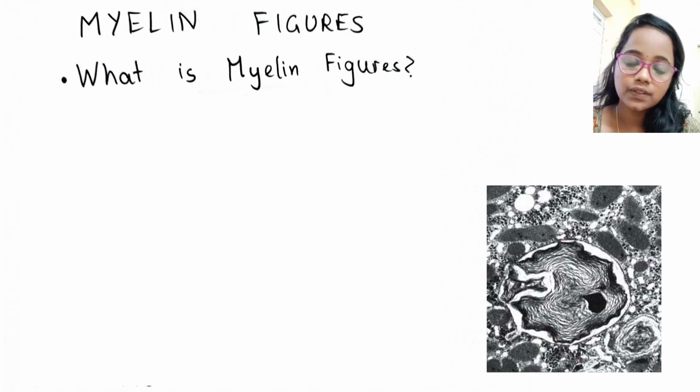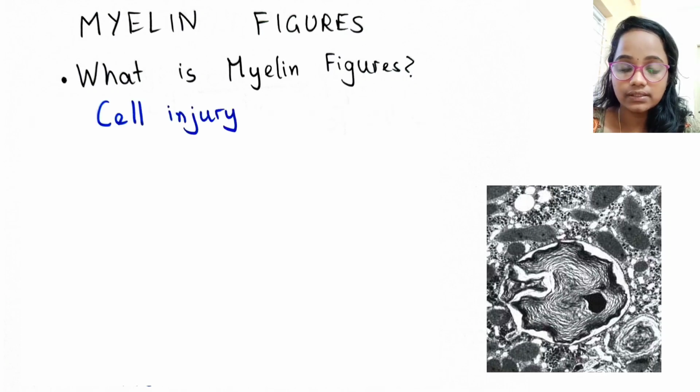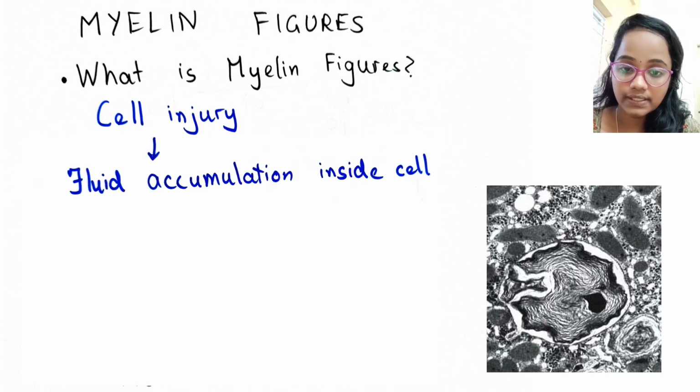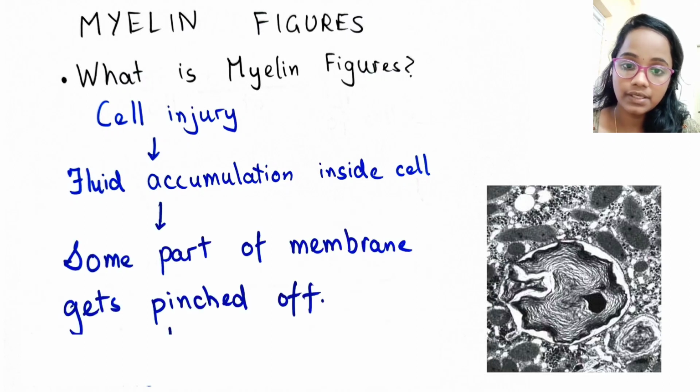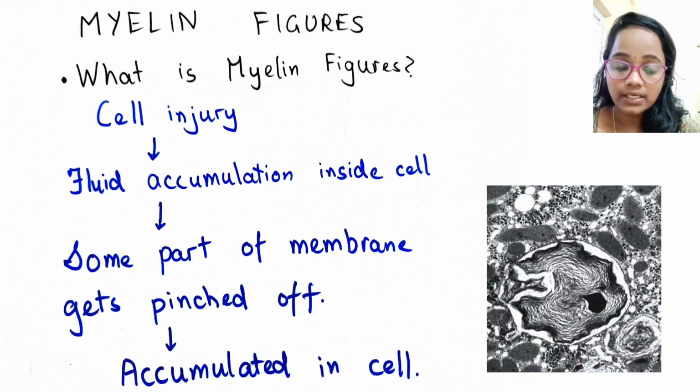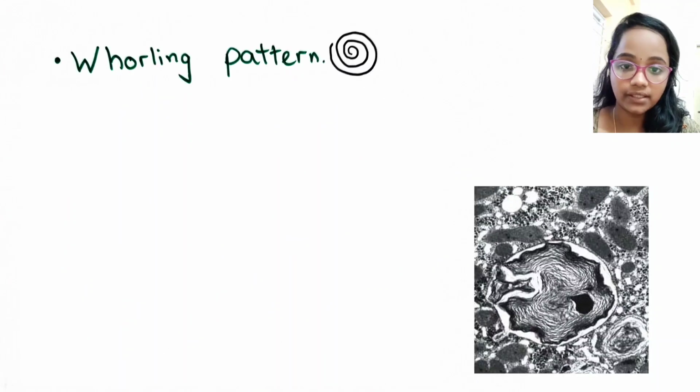Myelin figures. What is a myelin figure? In cell injury, fluid gets accumulated inside the cell. Normally the cell membrane is made up of phospholipids. Because of this fluid accumulation, phospholipid in the cell membrane pinches off from the cell membrane and gets accumulated inside the cell. These phospholipid accumulations look like a whirling pattern. This is called a myelin figure.